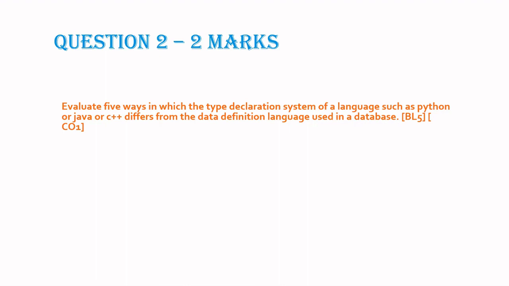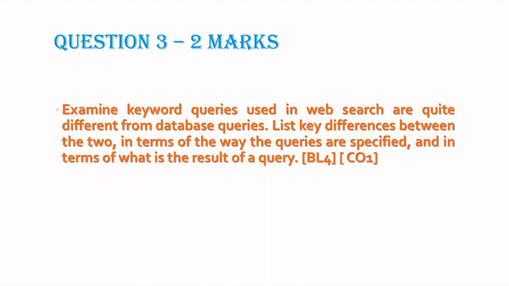You should evaluate it. How is the data definition language different from other languages like Python, Java, or C++? You are supposed to express these things: evaluate the 5 ways in which the type declaration system of a language such as Python, Java, or C++ differs from the data definition language that is a part of SQL used in a database. The third question is Bloom's taxonomy 4 and CO1.